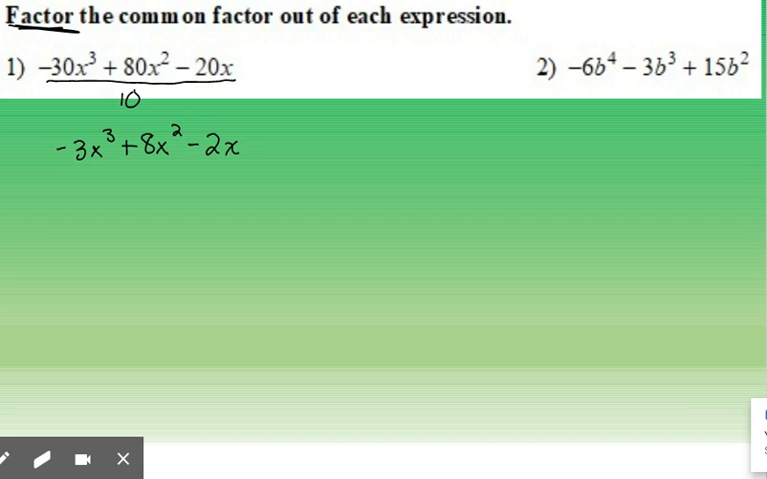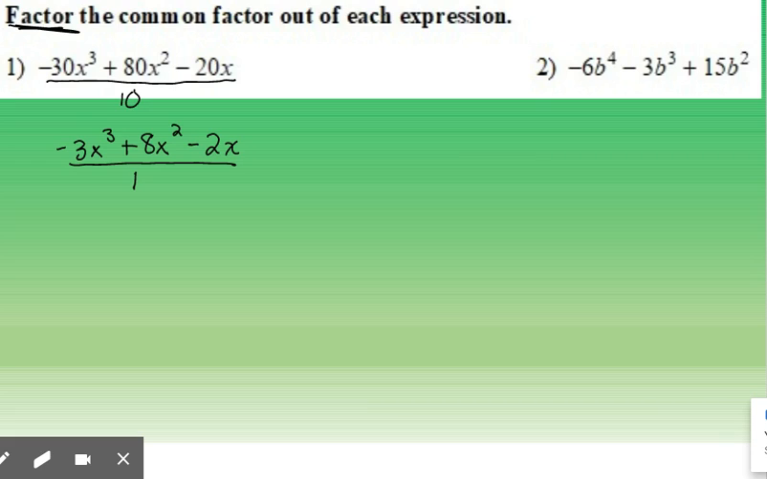Okay, I look at my numbers again. Negative 3, 8, negative 2, and 1, I'm done. There's nothing else I can divide out. You always want to check for that because you are going to have situations where you don't find the biggest value right away.